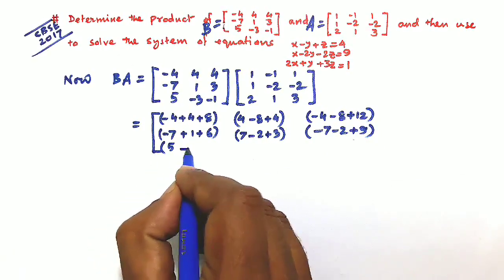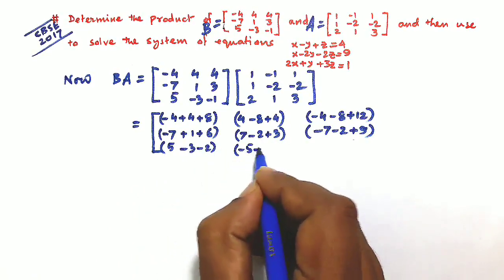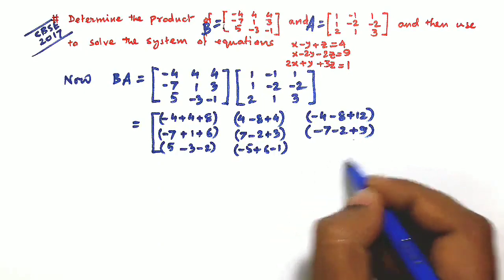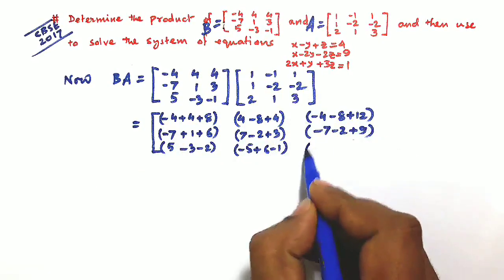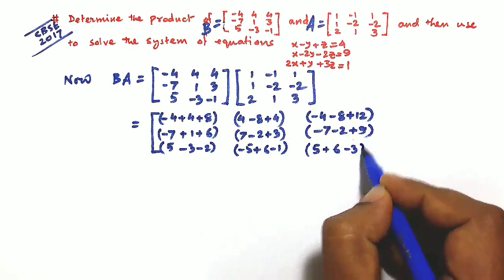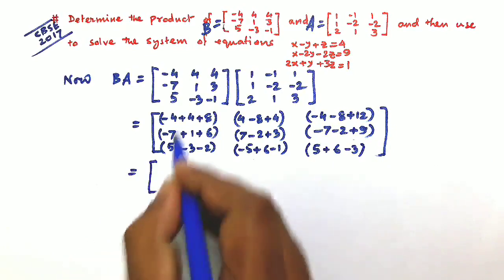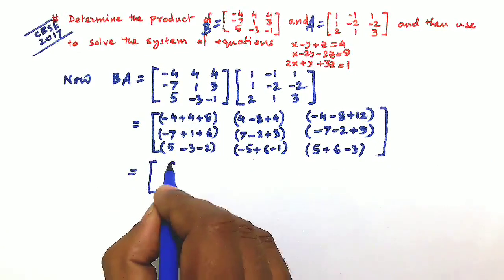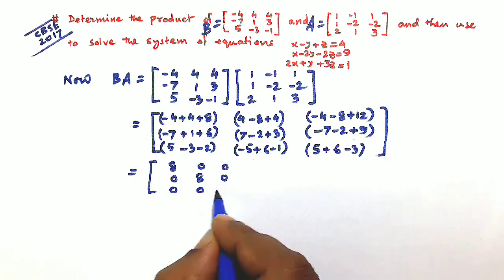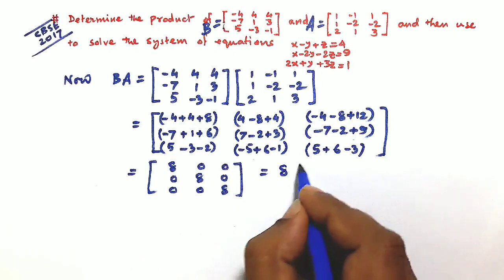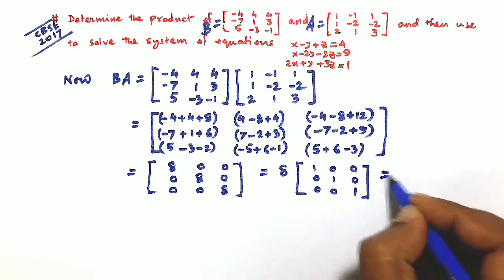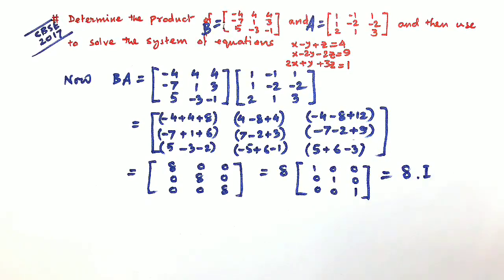5 minus 3 minus 2, minus 5 plus 6 minus 1, and finally the last element, that is in the position of 3 by 3, that is 5 into 1, 5, minus 3 into minus 2, that is plus 6, minus 1 into 3, minus 3. So we are getting now, after addition of all of them, 8, 0, 0, next 0, 8, 0, 0, 0, 8. That means 8 times 1, 0, 0, 0, 1, 0, 0, 0, 1, that is 8I, 8 times a unit matrix.